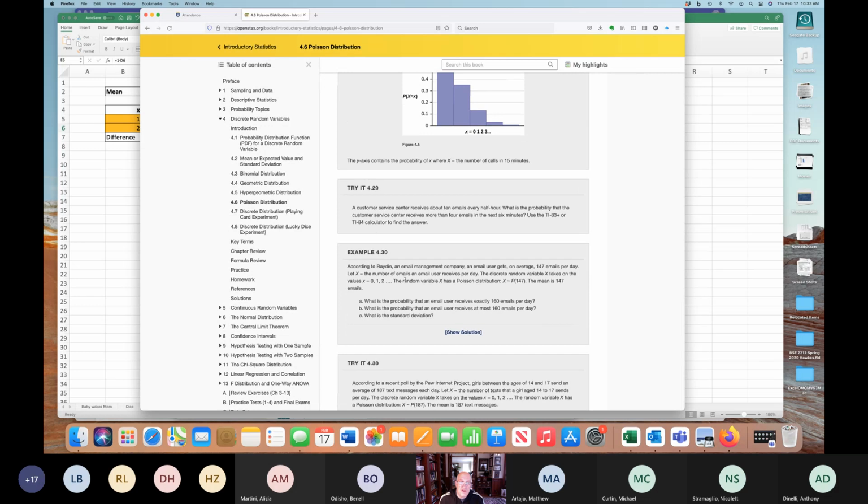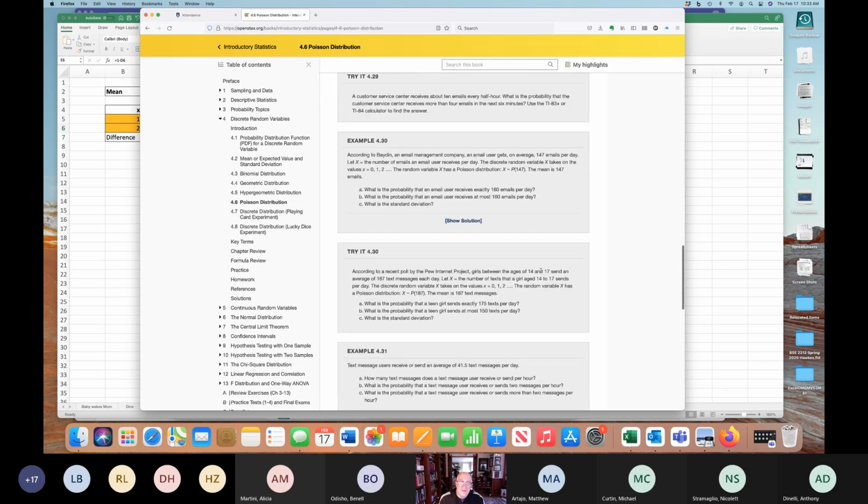Let's look at this. According to a recent poll by Pew Internet Project, girls between the ages of 14 and 17 send an average of 186 text messages per day. Let X be the number of text messages. So I don't have to adjust this. This is per day. We're still looking at per day.